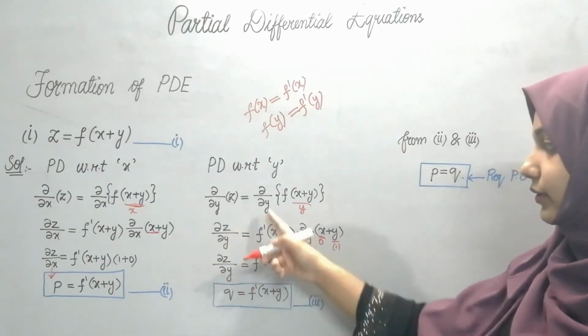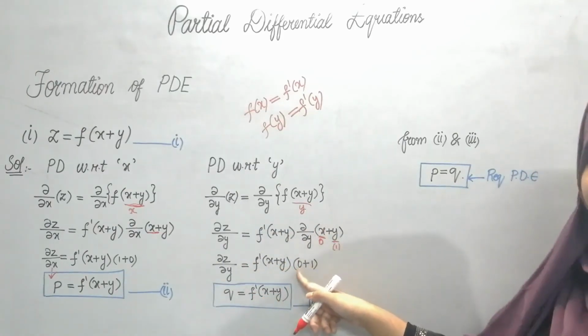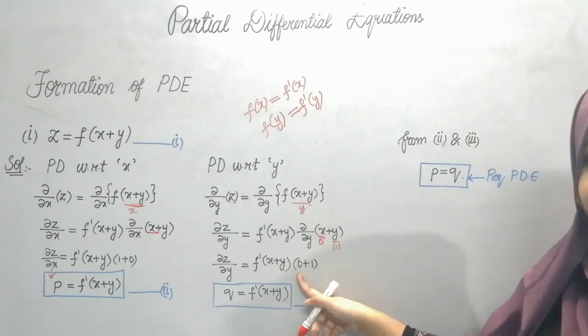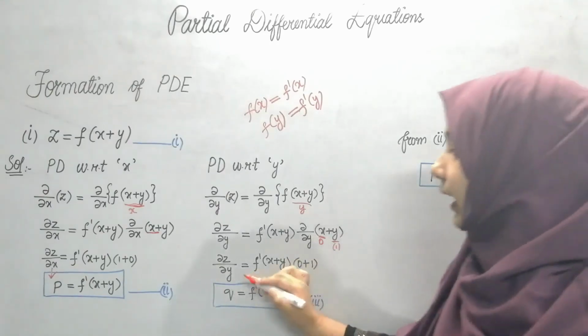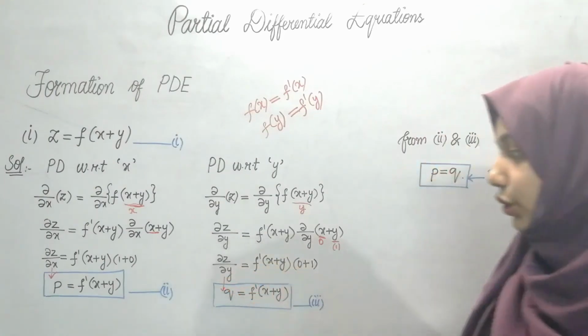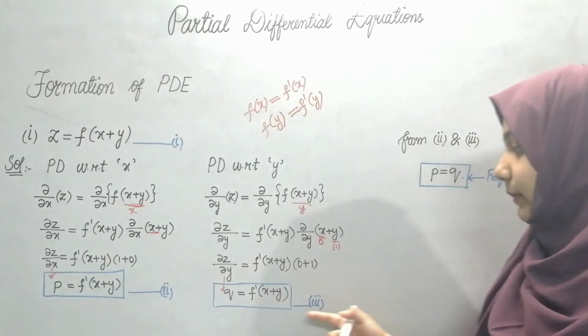So this will give me dou z by dou y is equal to f dash of x plus y as it is, into the differentiation of x, which is 0 since it is constant, plus the differentiation of y, which is 1. So I know dou z by dou y is Q. So Q is equal to f dash of x plus y. Done. Let this be my equation 3.